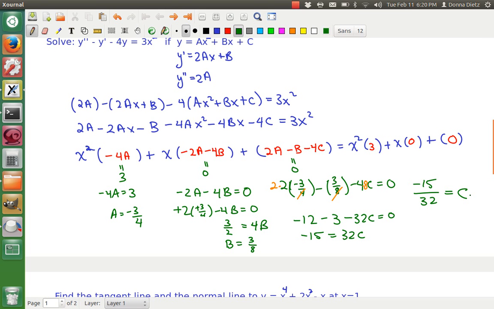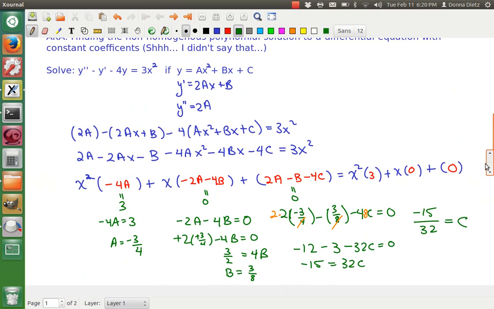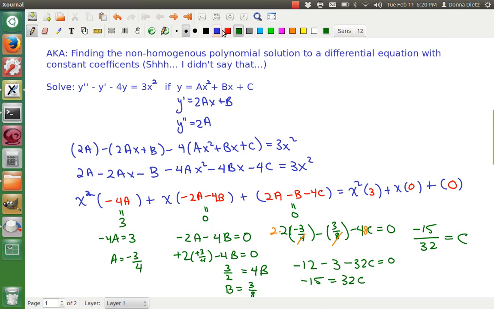Okay. And what good does that do? Well, it solves our problem, right? Because what we wanted was a, b, and c. Sorry about that. That keeps showing up. It's from the last video. Okay, so this gives us a solution. y equals ax squared plus bx plus c.